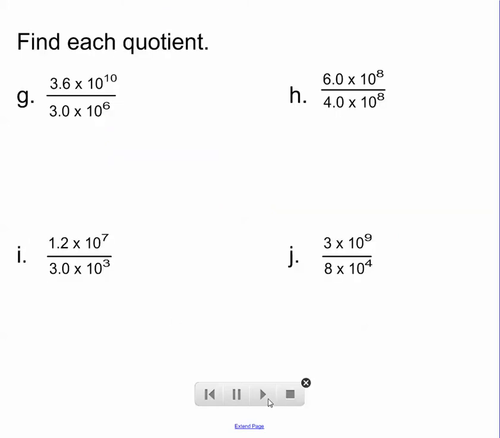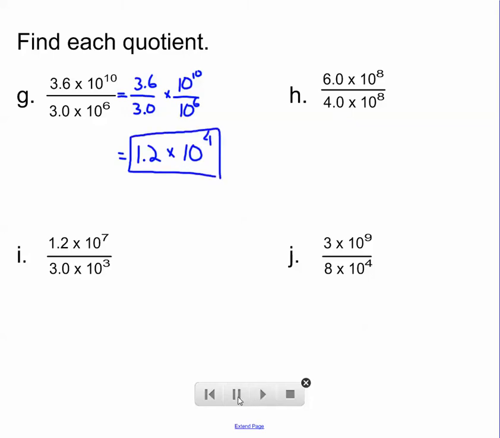Well, it's a very similar process. We're going to look at this as 3.6 divided by 3 and 10 to the 10th divided by 10 to the 6th. 3.6 divided by 3 is 1.2, and 10 to the 10th divided by 10 to the 6th is 10 to the 4th. We've got a number that's in scientific notation. I used a calculator here, I'm not going to lie to you. 3.6 divided by 3 is 1.2. Over here I did not. I know what 10 to the 10th divided by 10 to the 6th is.